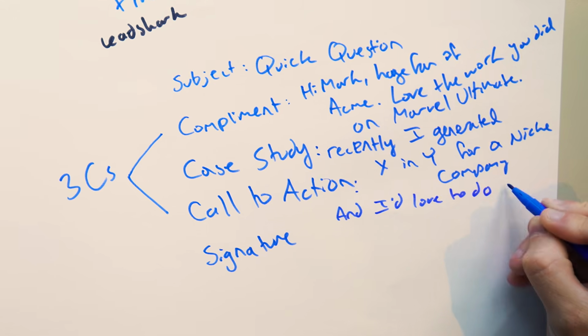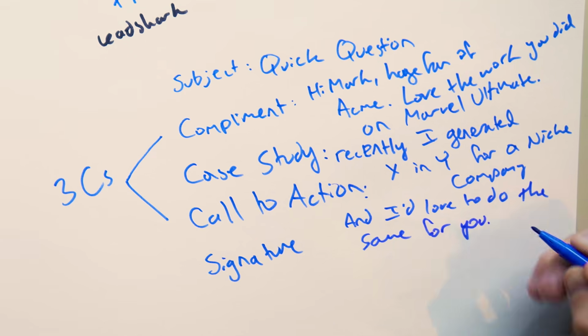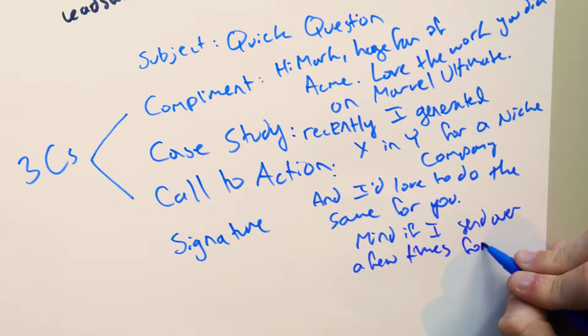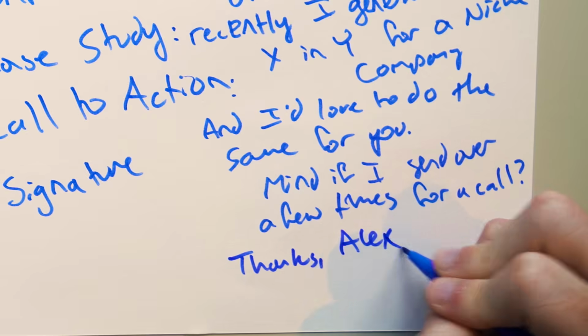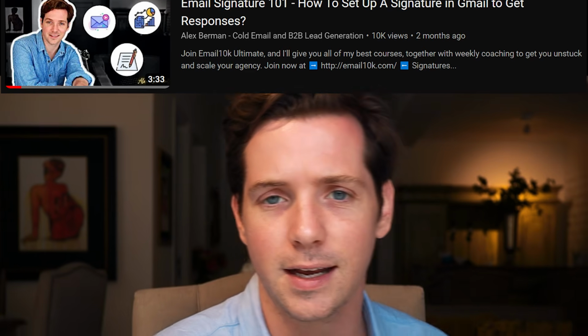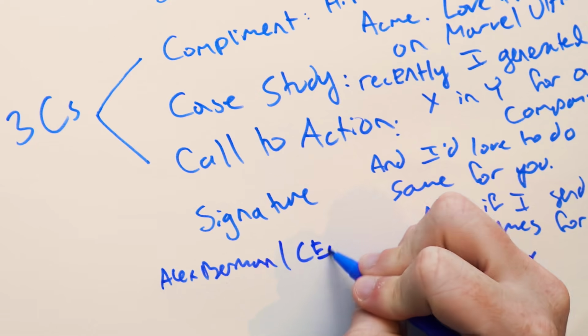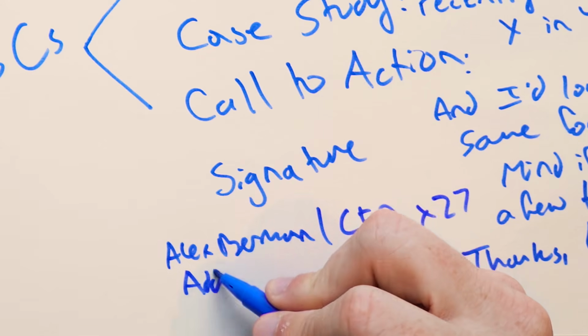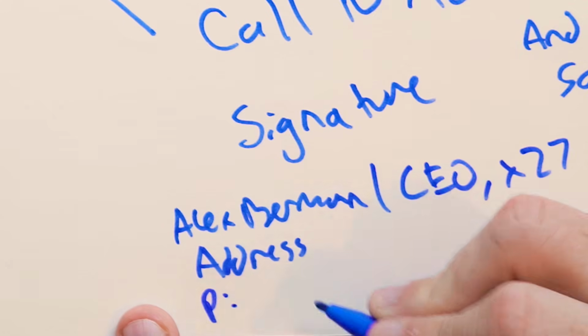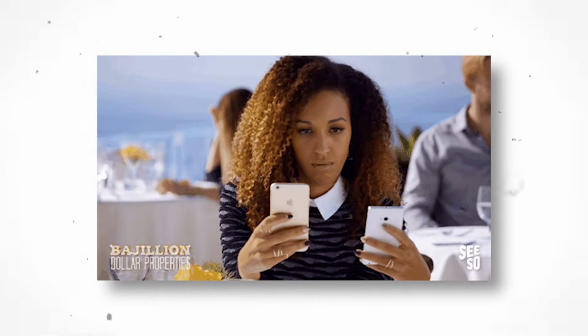Now we move into the call to action, which is, and I'd love to do the same for you. Mind if I send over a few times for a call? Then the signature, thanks, Alex. And that's the body of the cold email. And then the email signature itself, we actually did a whole video dedicated to email signatures, but it's first name, last name, then your job title. So you could say you're CEO, X27, your address, because in a lot of countries, the address is actually needed in the cold email. So this gets it out of the way very simply. Then a contact phone number, maybe an office phone number if you're one of those people that has 2 different phones, and possibly your LinkedIn. If you don't have an optimized LinkedIn profile, you could just skip that.